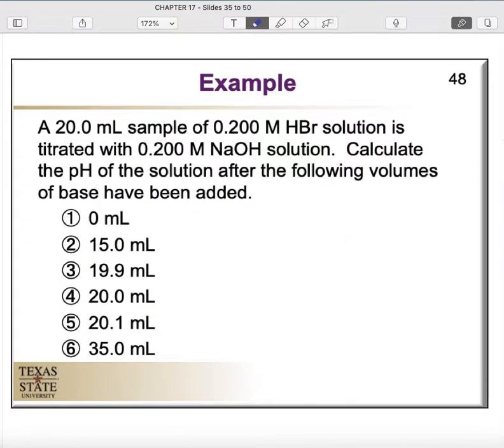All right, let's get started with the first problem. So what we have is a 20 milliliter sample of 0.2 molar HBr, and in this particular problem, we are titrating that hydrobromic acid with sodium hydroxide, specifically 0.2 molar sodium hydroxide. And the question is to calculate the pH of the solution after the following volumes of base have been added. All right, so we know the volume and we know the molarity of the hydrobromic acid. We know the molarity of the titrant, which is the NaOH, and we know the volume of that titrant, which is going to be changing for every single part of the problem.